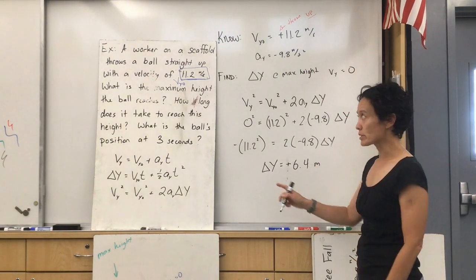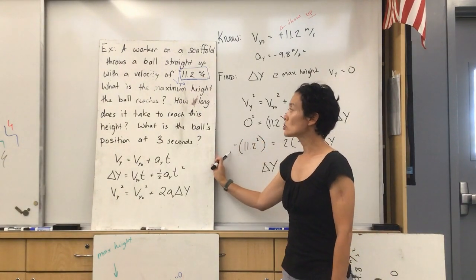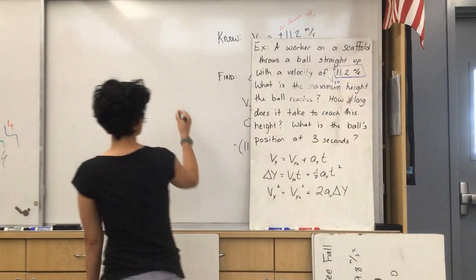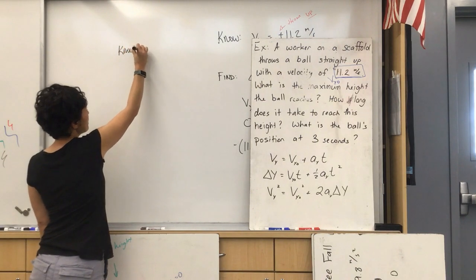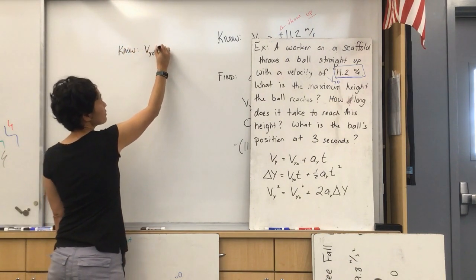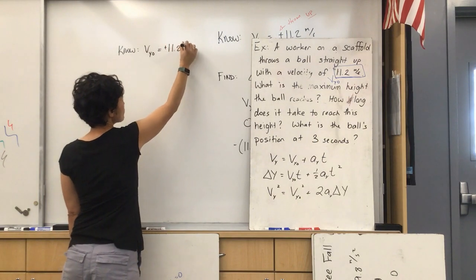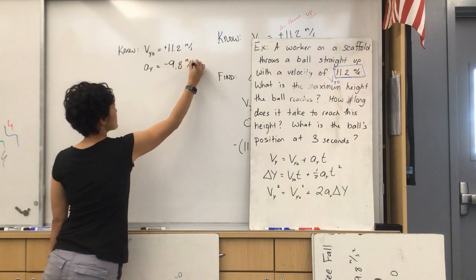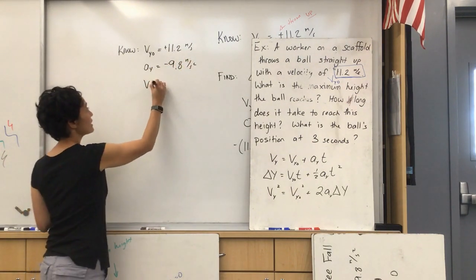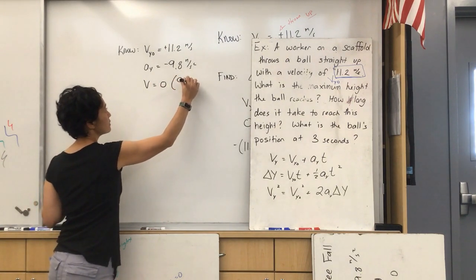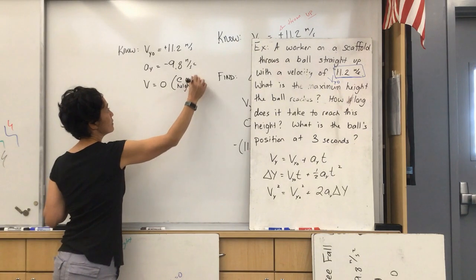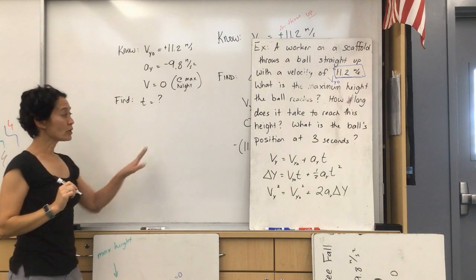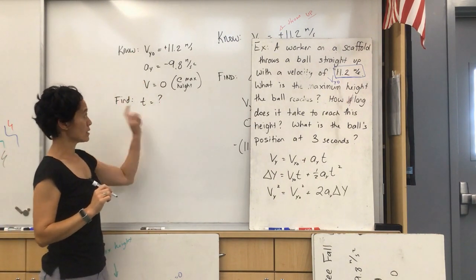Okay, the problem continues. It says, how long does it take to reach this height? So I'm going to move this over, just so I have some more space. The things I know: the initial velocity from the get-go is still this positive 11.2 meters per second. I still know that my y acceleration is negative 9.8 meters per second squared. I still know that at this maximum height, the velocity is 0. And now I'm trying to find time. So here are the three things I know, and this is the one thing I'm trying to find.